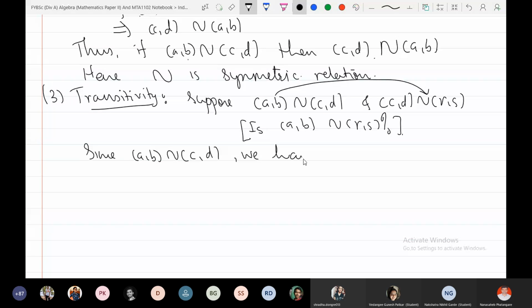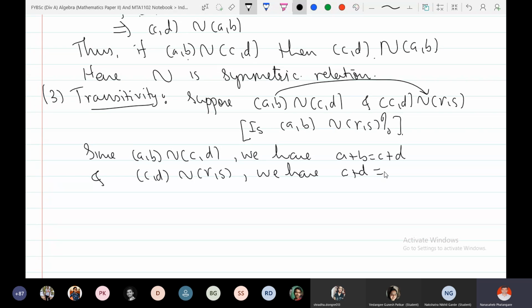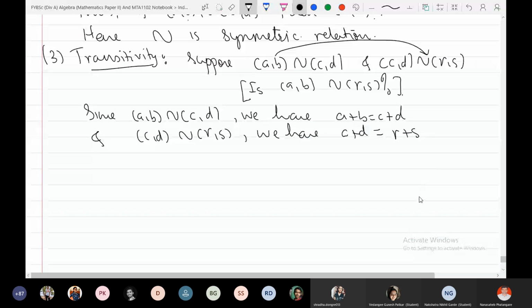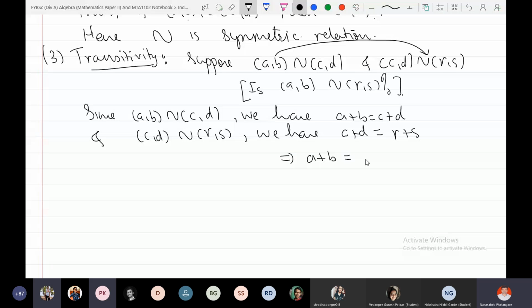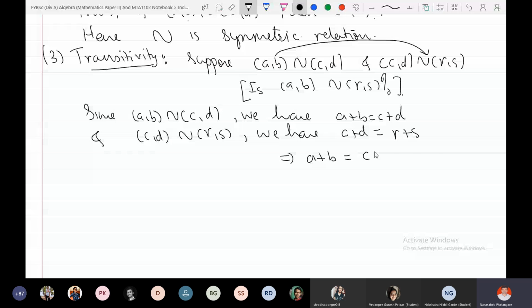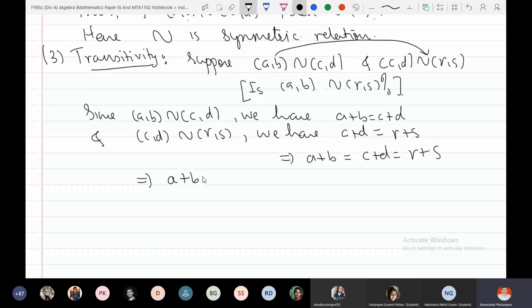we have a plus b is equal to c plus d, and (c, d) is related to (r, s). Then we have c plus d is the same as r plus s. Is it correct? Yes, sir. And therefore a plus b is the same as c plus d, and c plus d is the same as r plus s. What is the final conclusion? a plus b is equal to r plus s. So ultimately what we get, a plus b is equal to r plus s.